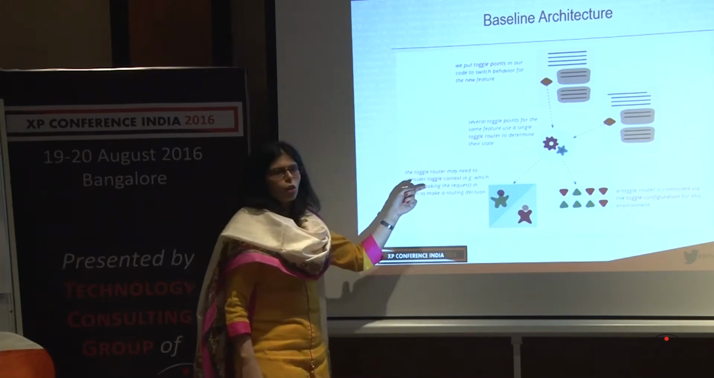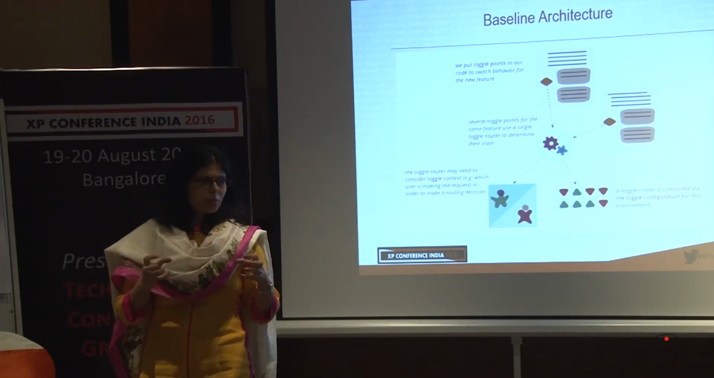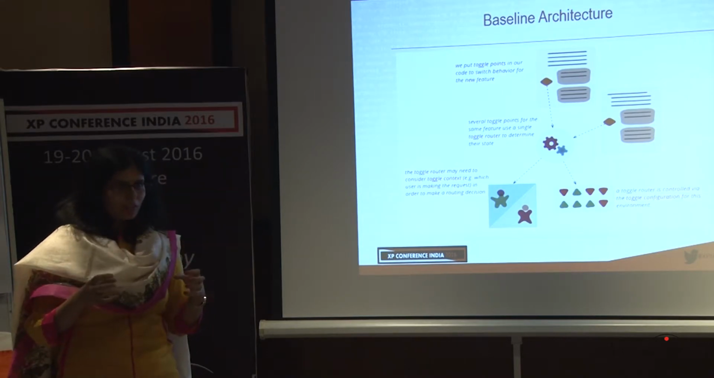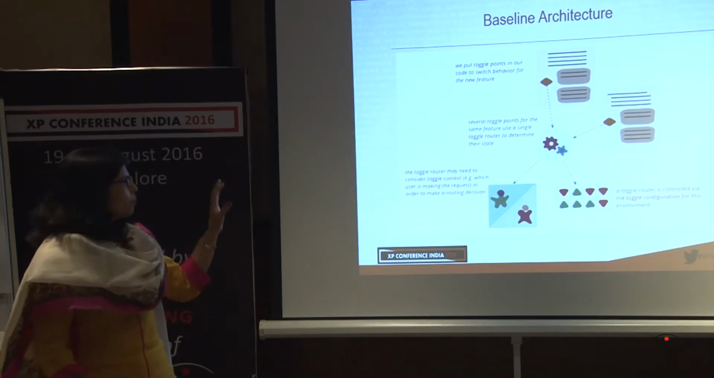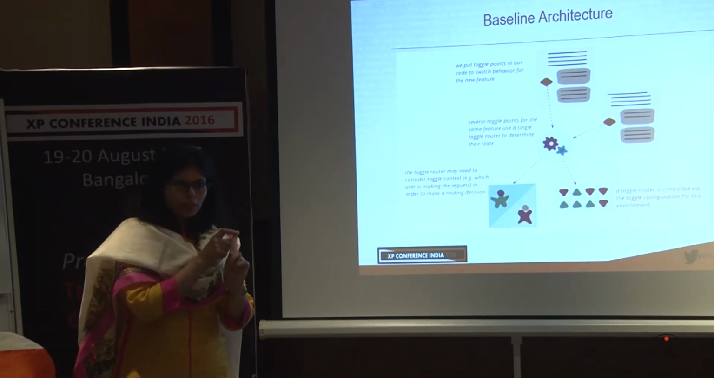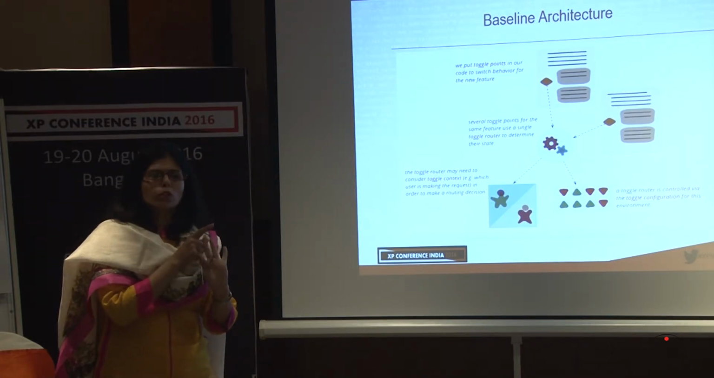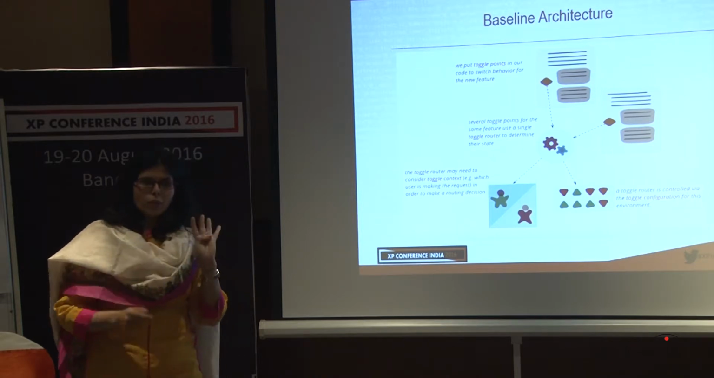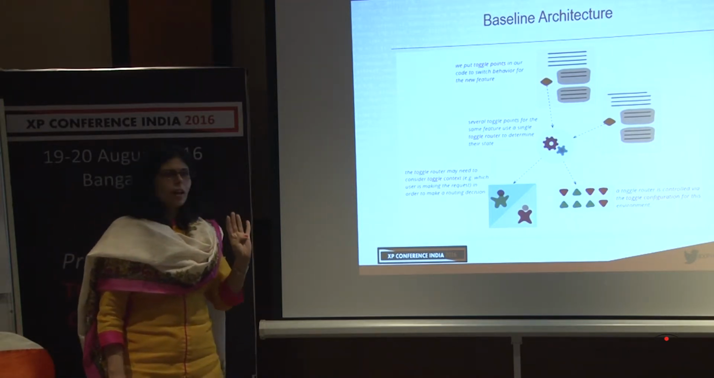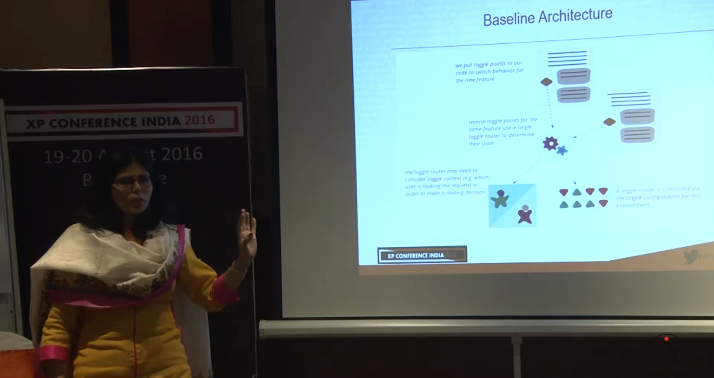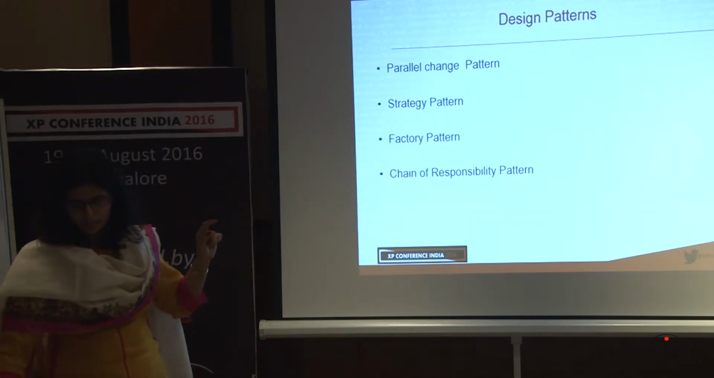And then you have a toggle context. All the data that you are using for this particular toggle is your toggle context. So baseline, basically you should have a toggle configuration, a toggle context, a toggle router, and toggle points. Right? These are 4 essential things that you should always have no matter what you are doing. How you do it is up to you. There are a couple of design patterns that you can use.